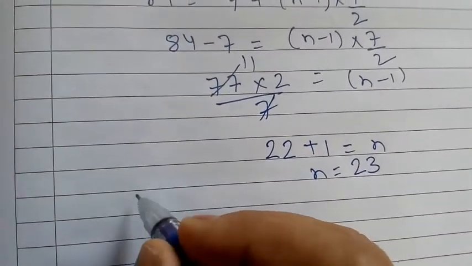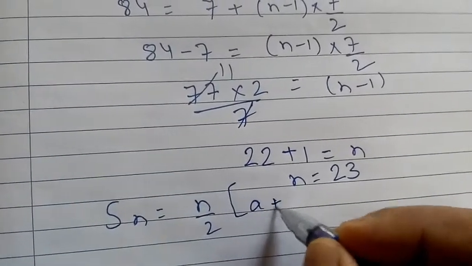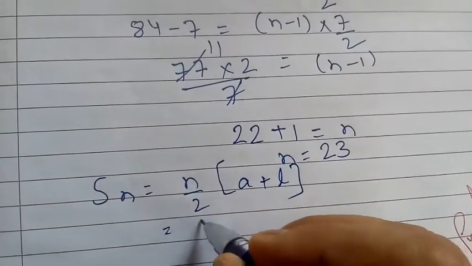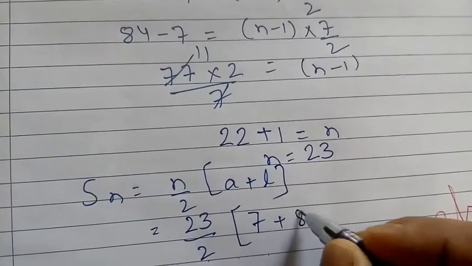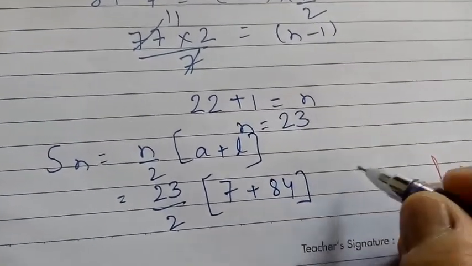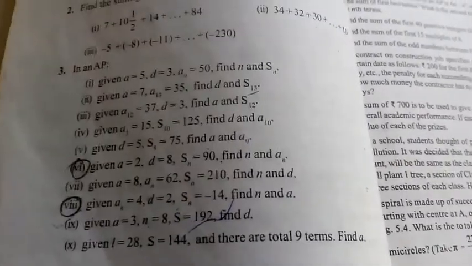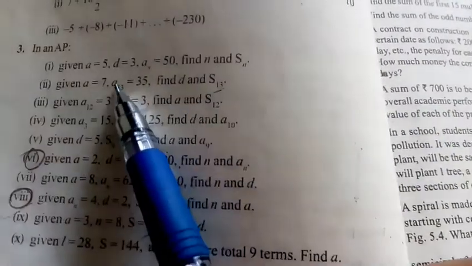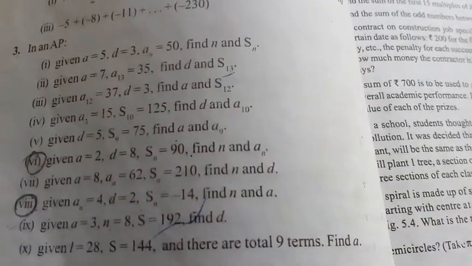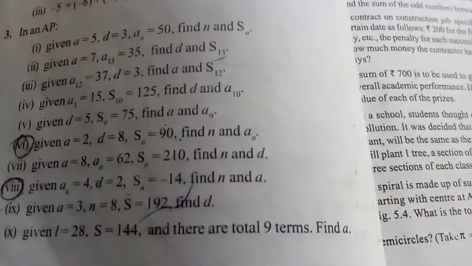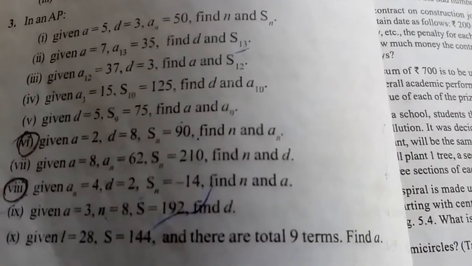Using the formula for sum of the series, Sn equal to n by 2 into a plus l. 23 by 2, the first term is 7 and last term is 84. You can solve, you will get the answer. In question number 3, here I have given a, d, an, etc. Find this. You can find by using formulas, sum of the series and nth term of the AP. You can solve all these questions with the help of these two formulas.